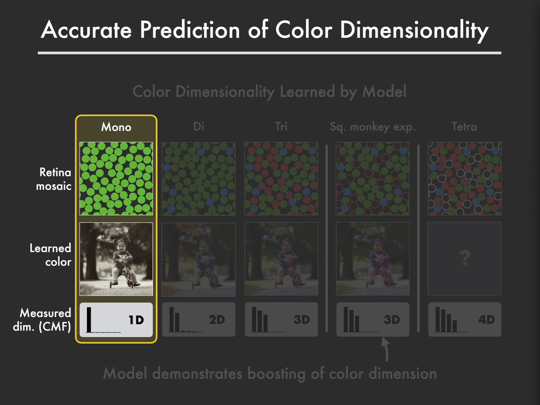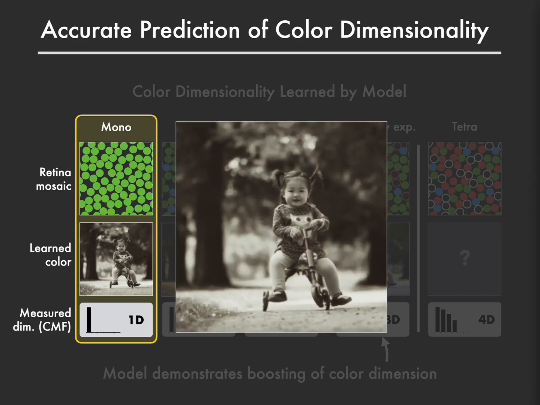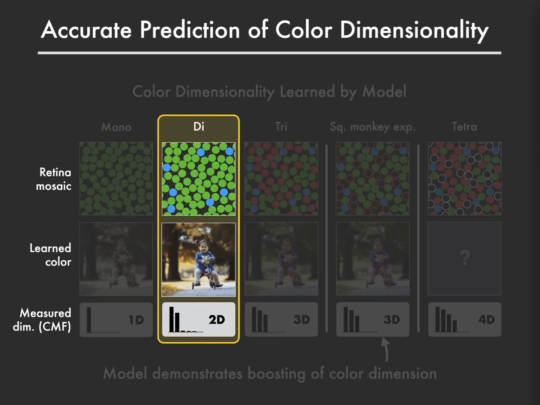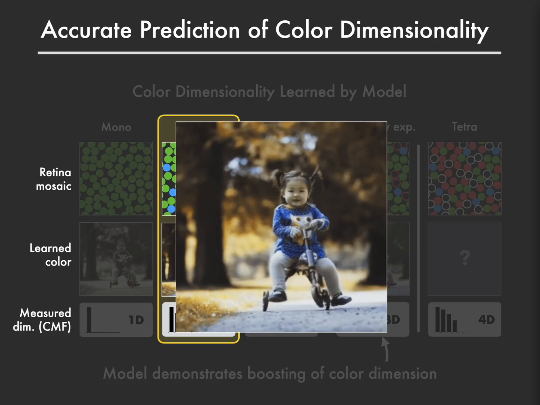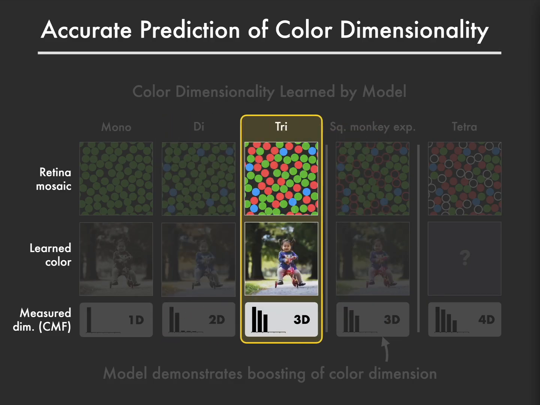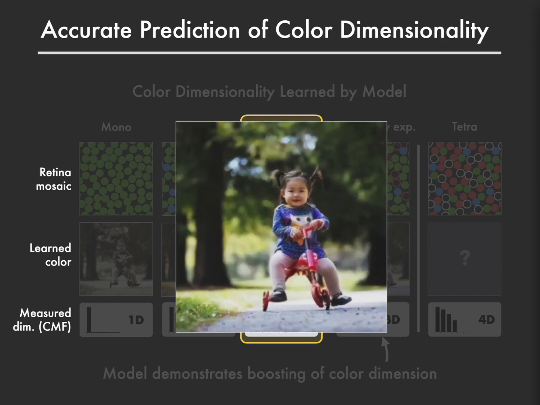For example, the model trained with this monochromatic retina results in 1D color vision, as you can see. If it's dichromatic in the retina, meaning there are two types of cone cells, the colorblind vision emerges, as you see. There are yellows and blues only. And if it's trichromatic, the full 3D color vision emerges, as you see in this example.